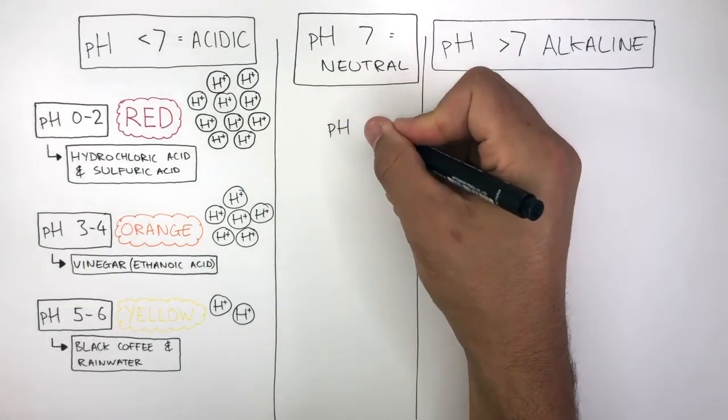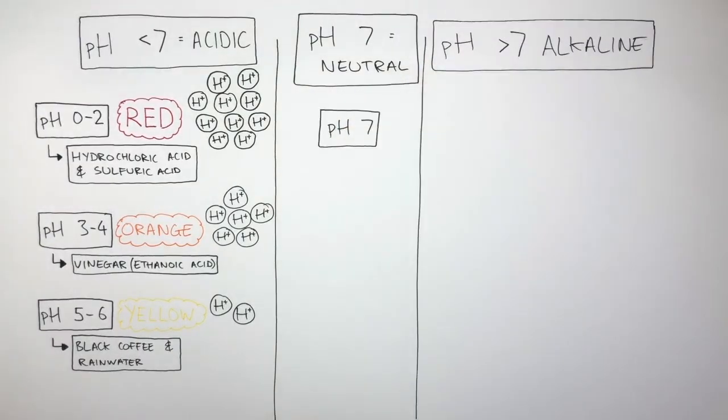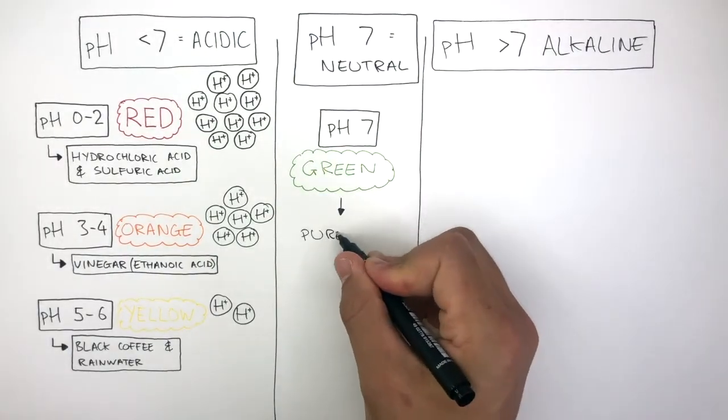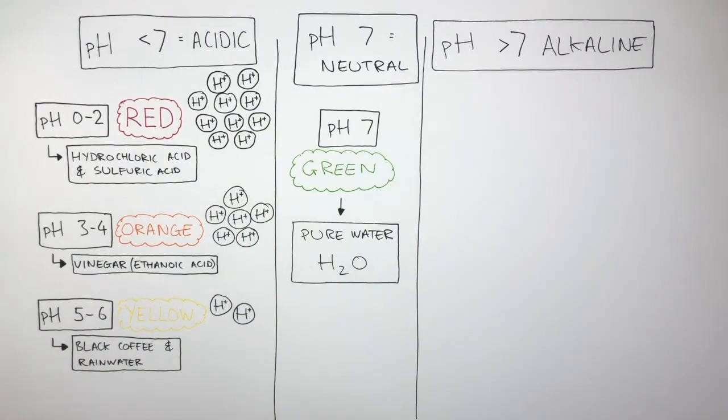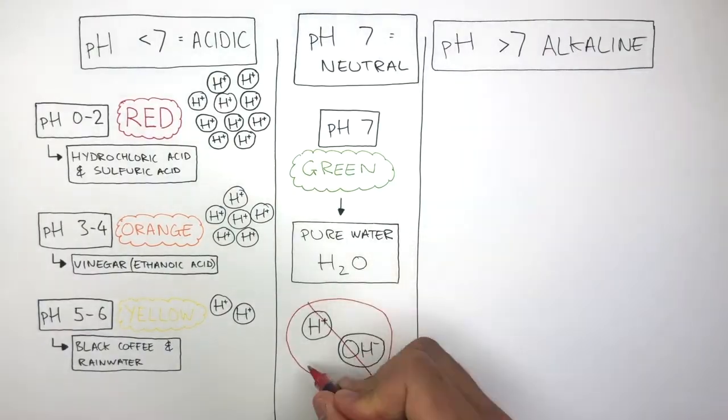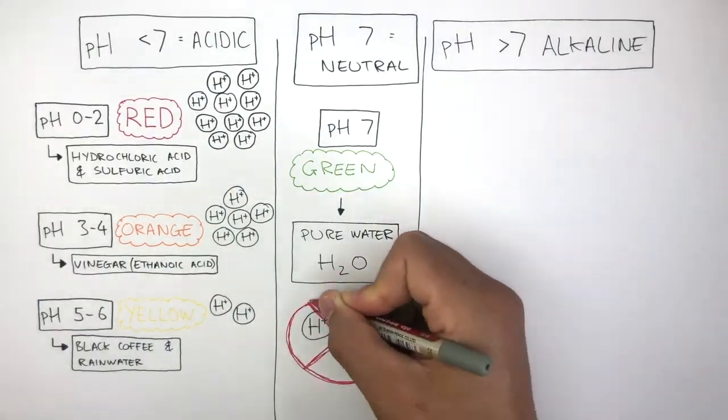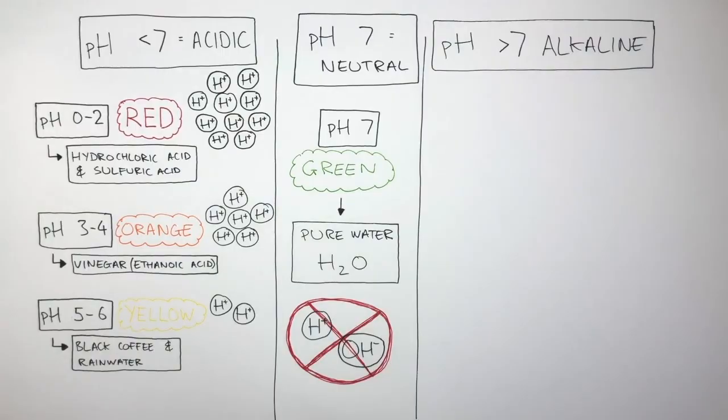A pH of 7 will cause universal indicator solution to be green. Pure water, which has a molecular formula of H2O, will cause universal indicator to be green. A neutral solution will have no hydrogen ions or hydroxide ions in excess. They will have all reacted to form water.